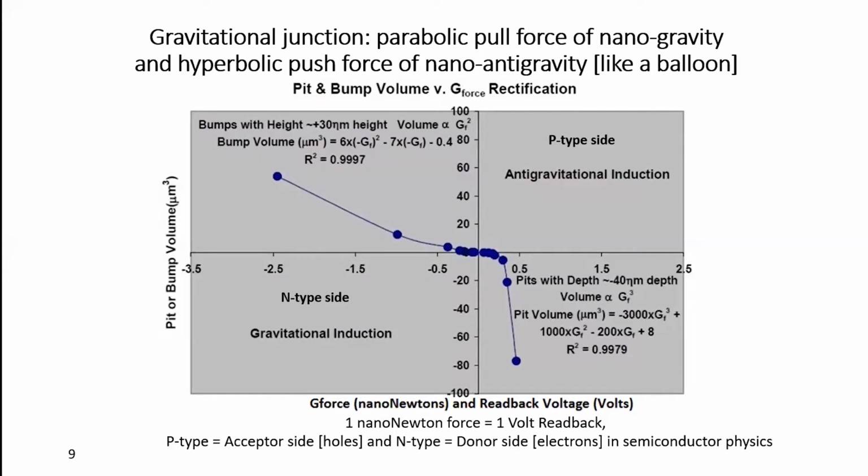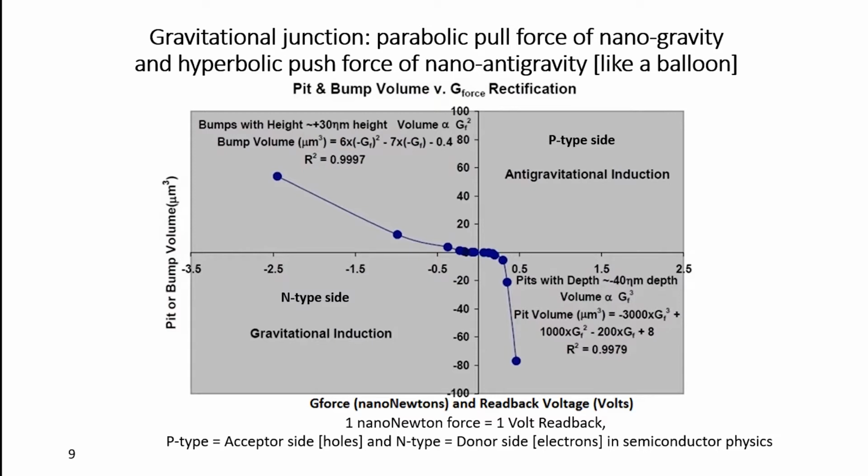And then the N-type side is called the donor side. And that's where there's an excess of electrons. And this is in semiconductor physics. What we're observing here is the same effects for the gravitational induction and anti-gravitational induction.